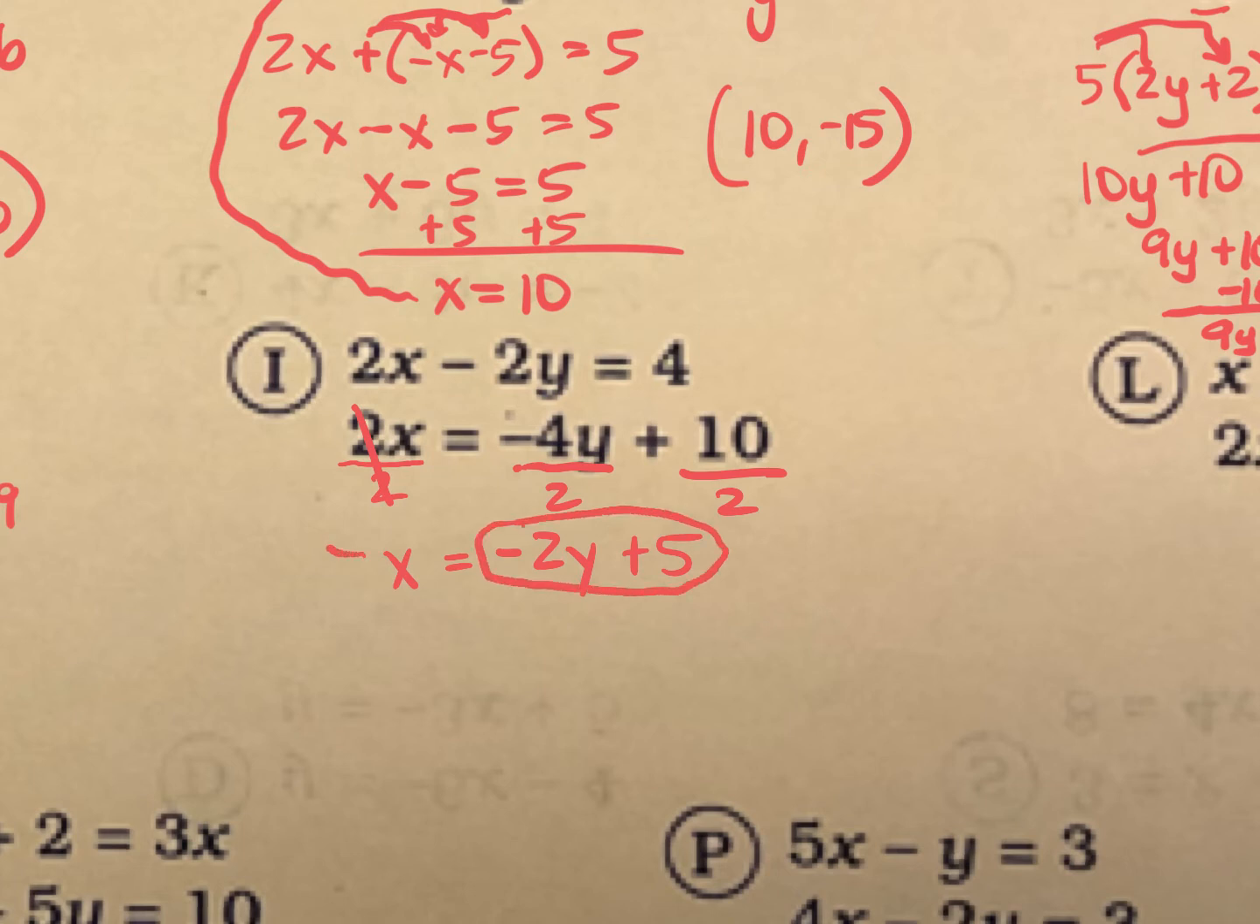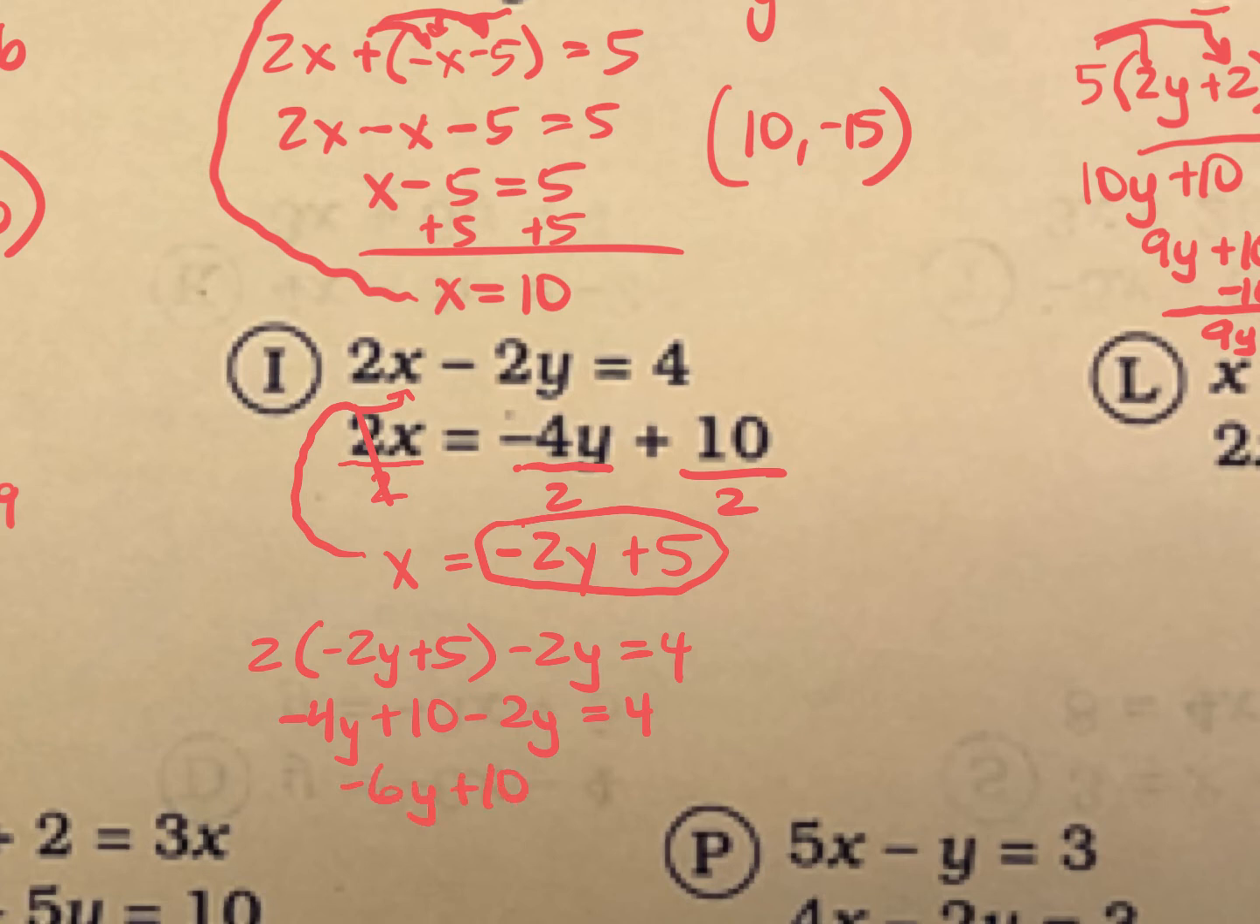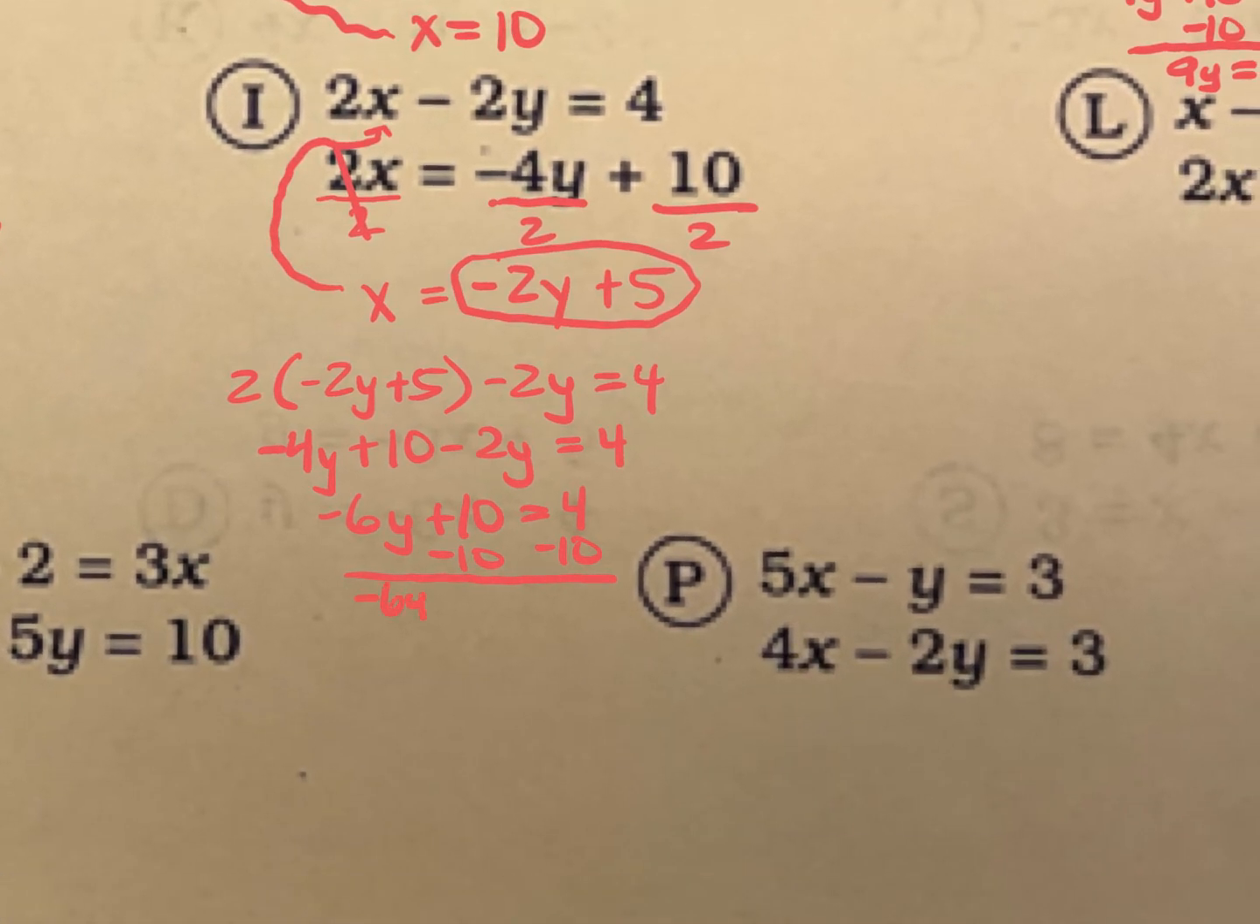All right, so I'll go to the other equation and say 2 times negative 2y plus 5 minus 2y equals 4. So if that's what x equals, I can take it out of that equation. So I get negative 4y plus 10 minus 2y equals 4. Negative 4y minus 2y is negative 6y plus 10 equals 4. I'm going to subtract 10 from both sides to get rid of it, to send it to the other side. And I get negative 6y equals negative 6. Divide by negative 6.